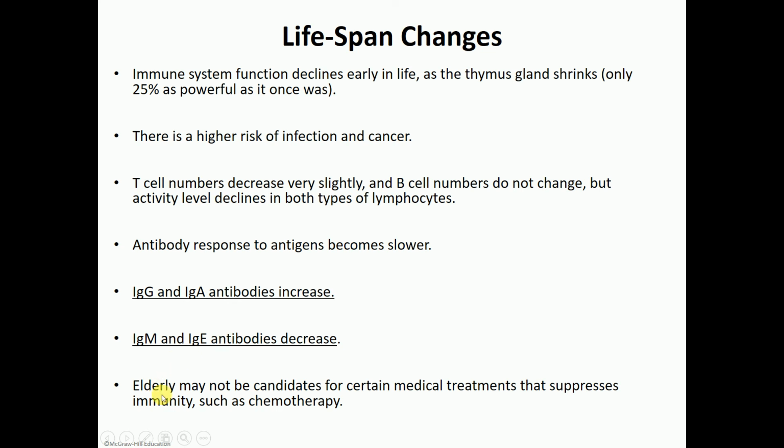And because of the decline in the immune system as a whole, sometimes the elderly are not candidates for certain medical treatments because it will even further suppress their immune system, such as different kinds of chemotherapy. And that concludes this chapter.